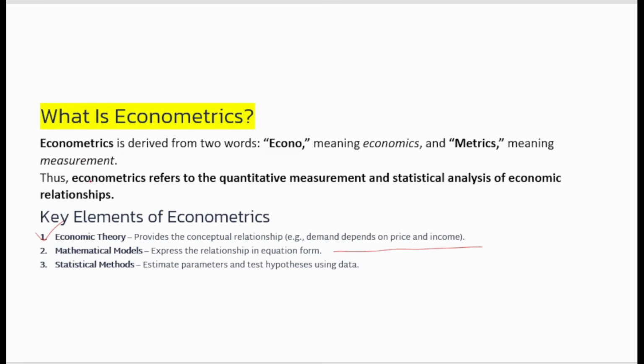Econometrics also uses mathematical models. So we use mathematical models in order to express the theoretical relationship in terms of equations. In econometrics, we also use statistical methods in order to estimate the parameters and test hypotheses using data.